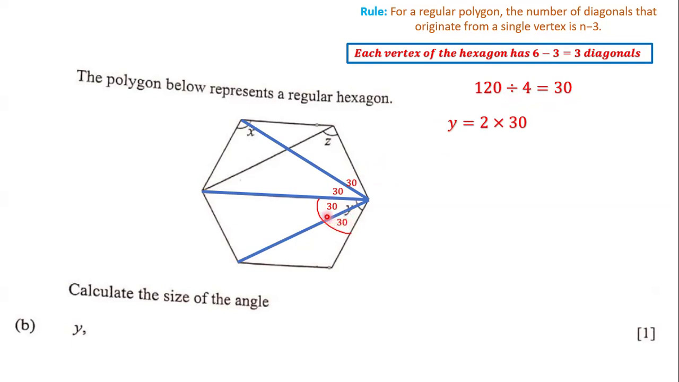And let's look at Y. Well, Y only accounts for 2 of these spaces. And so that means that Y is going to be 30 plus 30, or Y equals 2 times 30. Now, what is 2 times 30? Well, 2 times 30 is 60. And so the size of Y is 60 degrees because it only accounts for 2 of these spaces, and we know that each of these spaces is 30 degrees.